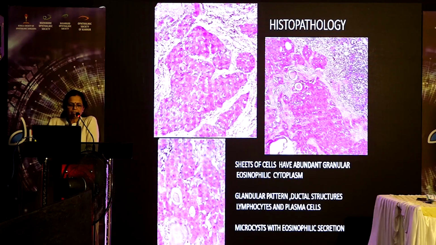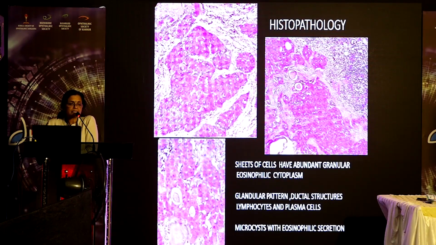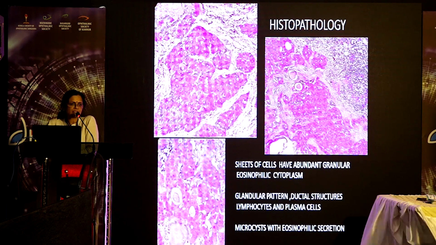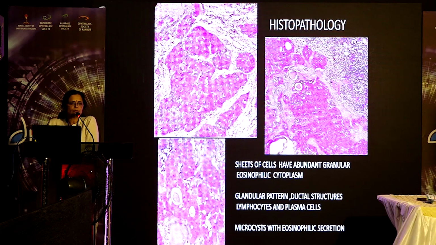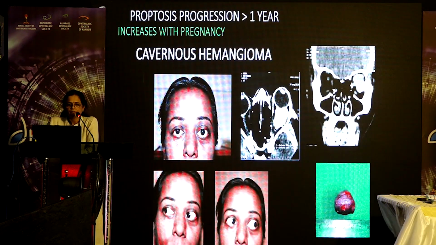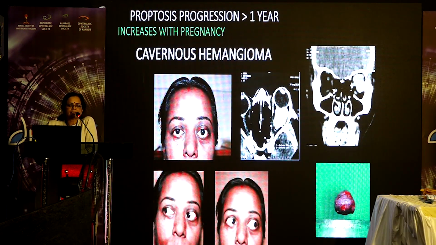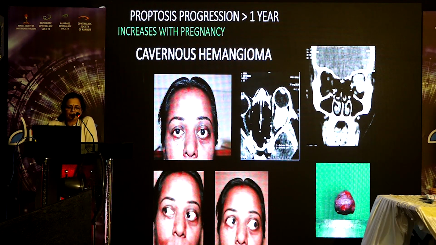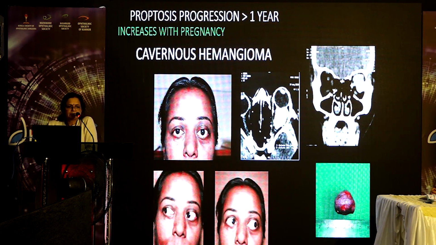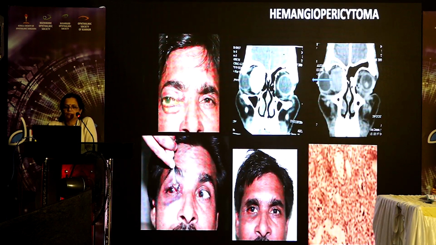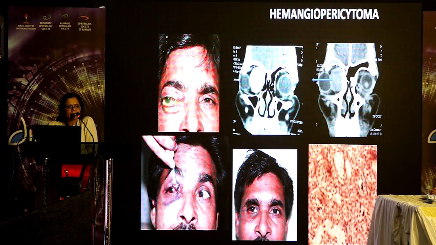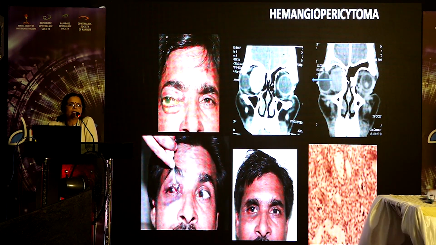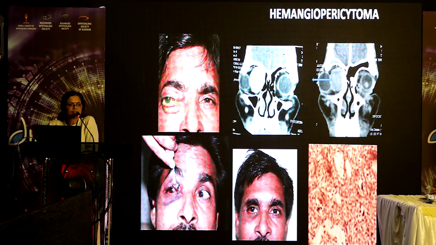This turned out to be, there were sheets of abundant eosinophilic cytoplasm, mitosis with eosinophilic secretion, and this turned out to be oncocytoma. So some rare tumors also occur. You need a good pathologist to diagnose them. Cavernous hemangioma can present as a retrobulbar mass, especially in females. It can increase with pregnancy, and it's a very fleshy tumor which can be very easily removed. But a hemangiopericytoma can be very huge, and it can be benign or malignant. If it's malignant, you do not leave anything behind, or after that you have to give radiation.